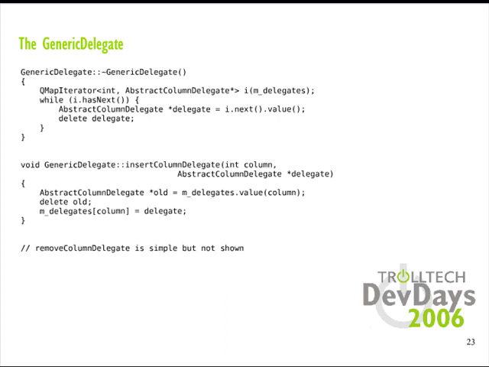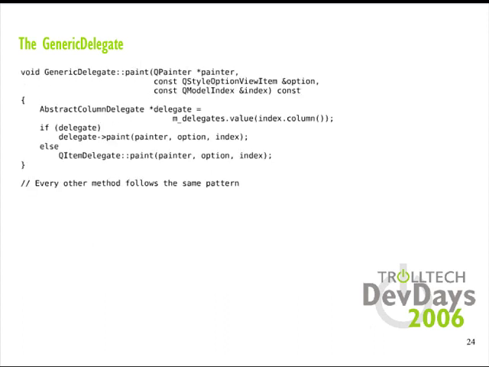The insertion is slightly odd looking, perhaps, because we begin by deleting things. But again, we're using QMap value. Now, what that means is, if there isn't a column delegate for the column we're setting, we'll get a 0 pointer back, and deleting a 0 pointer is harmless and not terribly expensive. But we have to do this because we've taken ownership. The generic delegate owns its pointers, so it has to make sure it deletes them. I'm not going to bother showing remove because the code's easy, and the source code for this is available, and I'll tell you about that at the end.